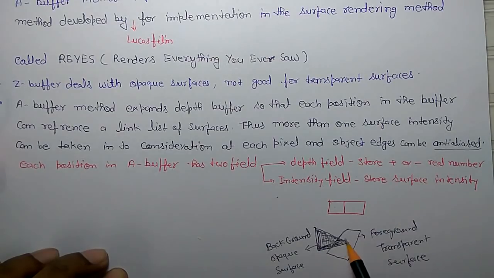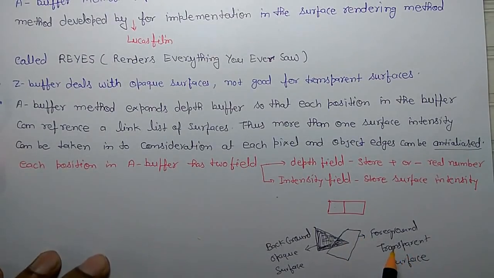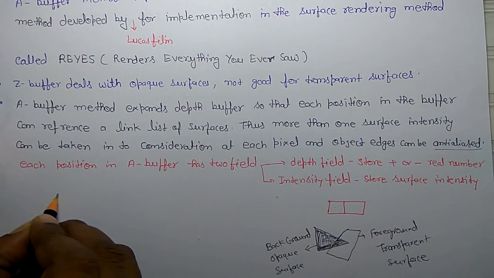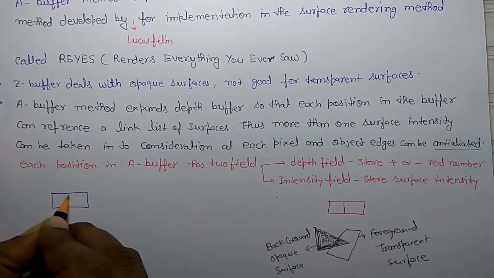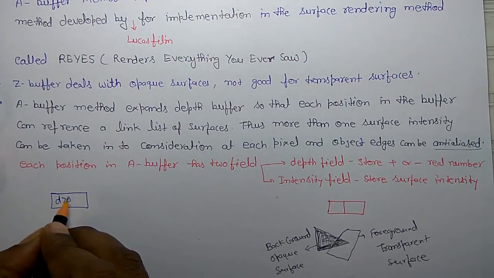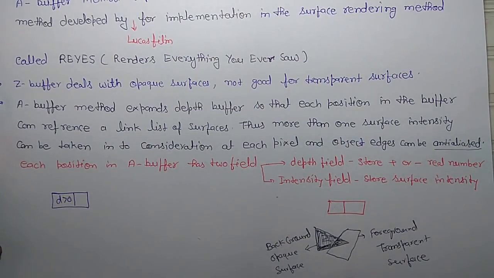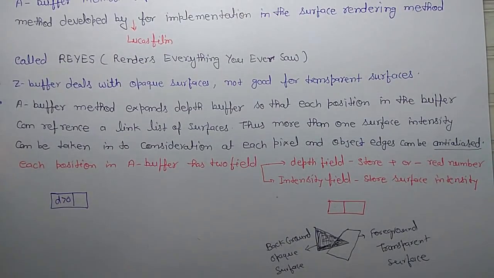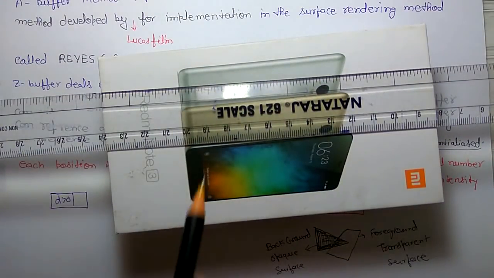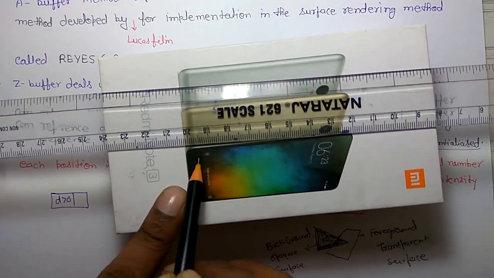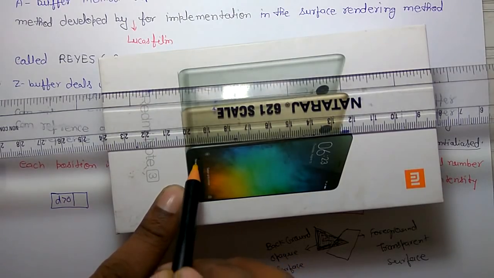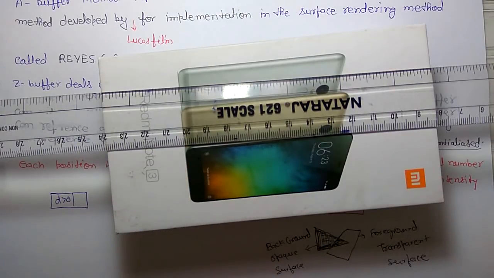For example, this is the background, which is an opaque surface, and this is the foreground, which is a transparent surface. So in the A-buffer method you use the D value. If D is greater than 0, it means the number of surfaces is 1. There is one single surface and you want to draw it. For example, in this place, if I want to draw something, it means D is greater than 0 and this intensity will be considered.